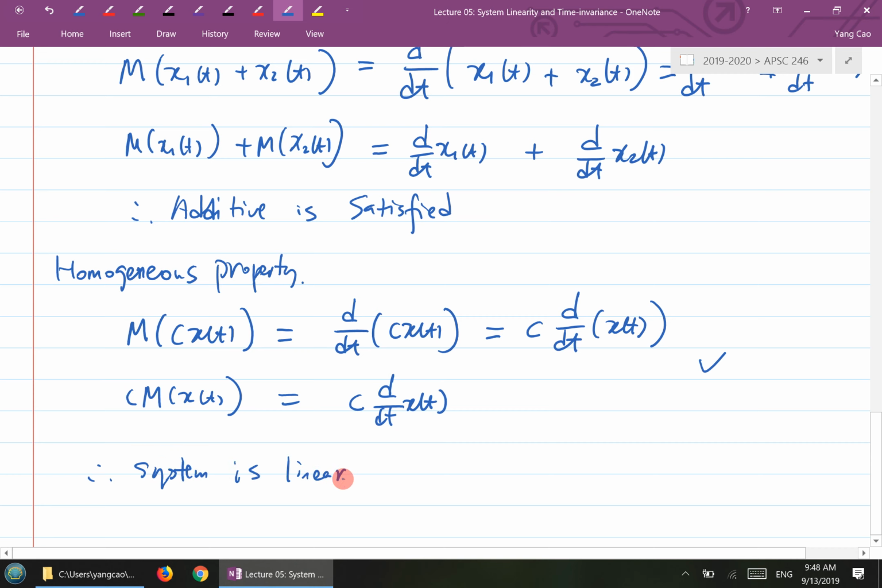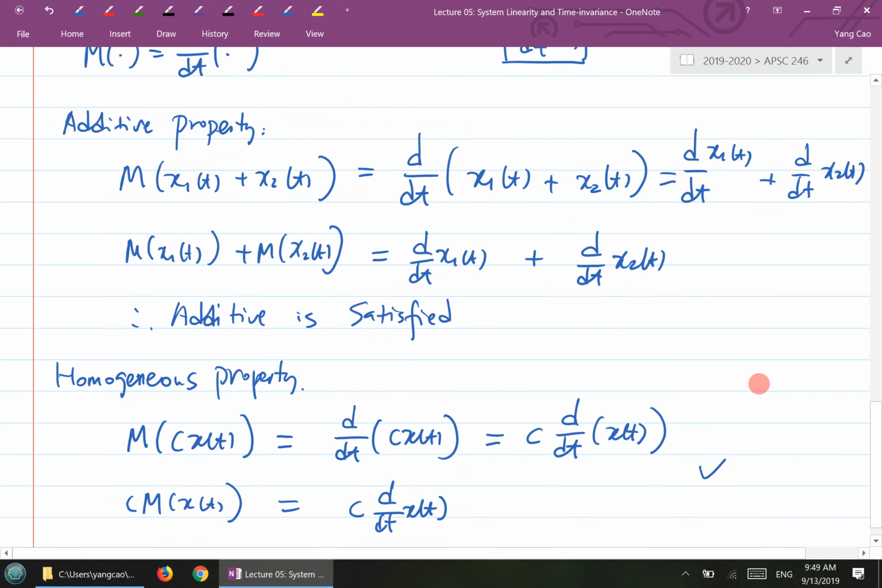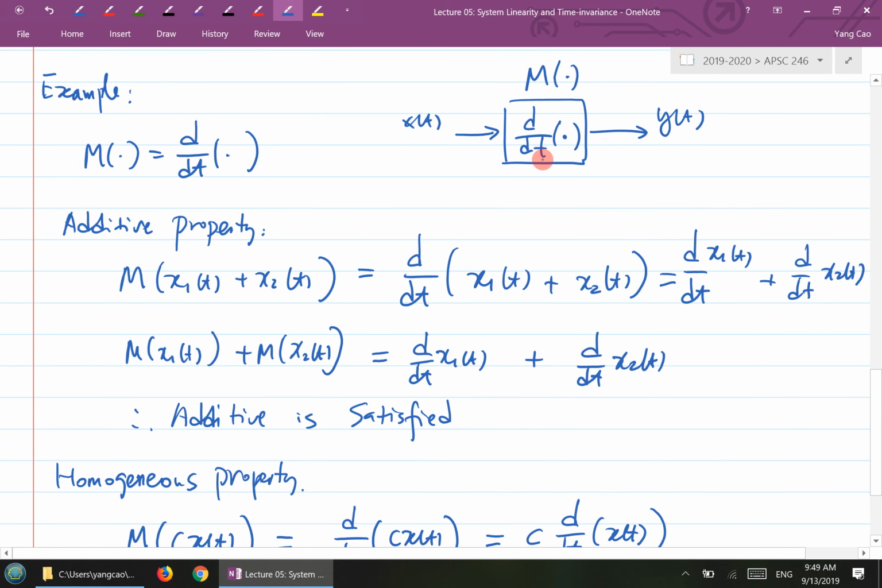Okay. So in other words, a differential operator is a linear operator. If you use this operator represented as a system, then it's a linear system. Now, if you recall in the previous lecture, I mentioned quite a few operators that you will learn in this class and also in my other class, and possibly in the future in many other classes.